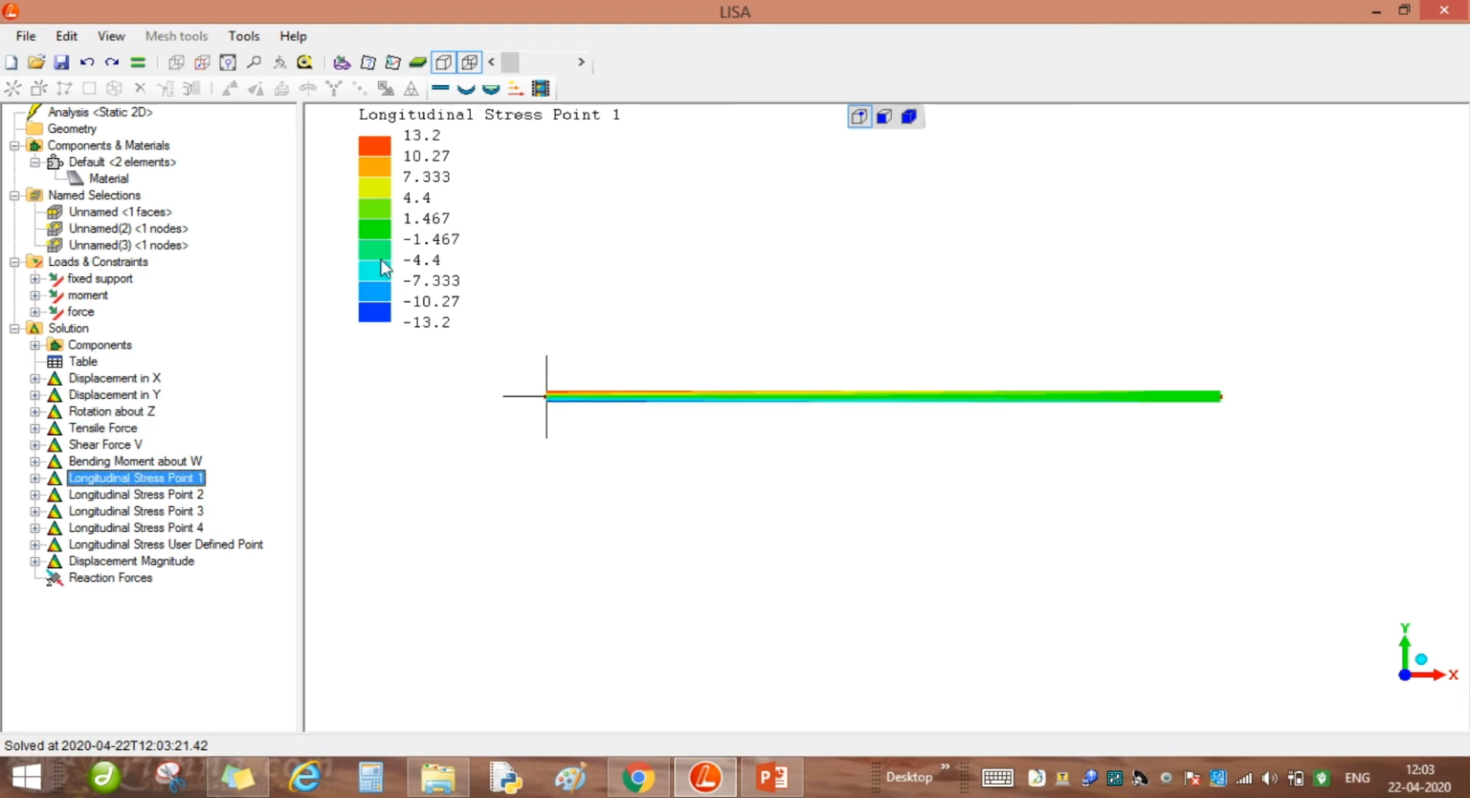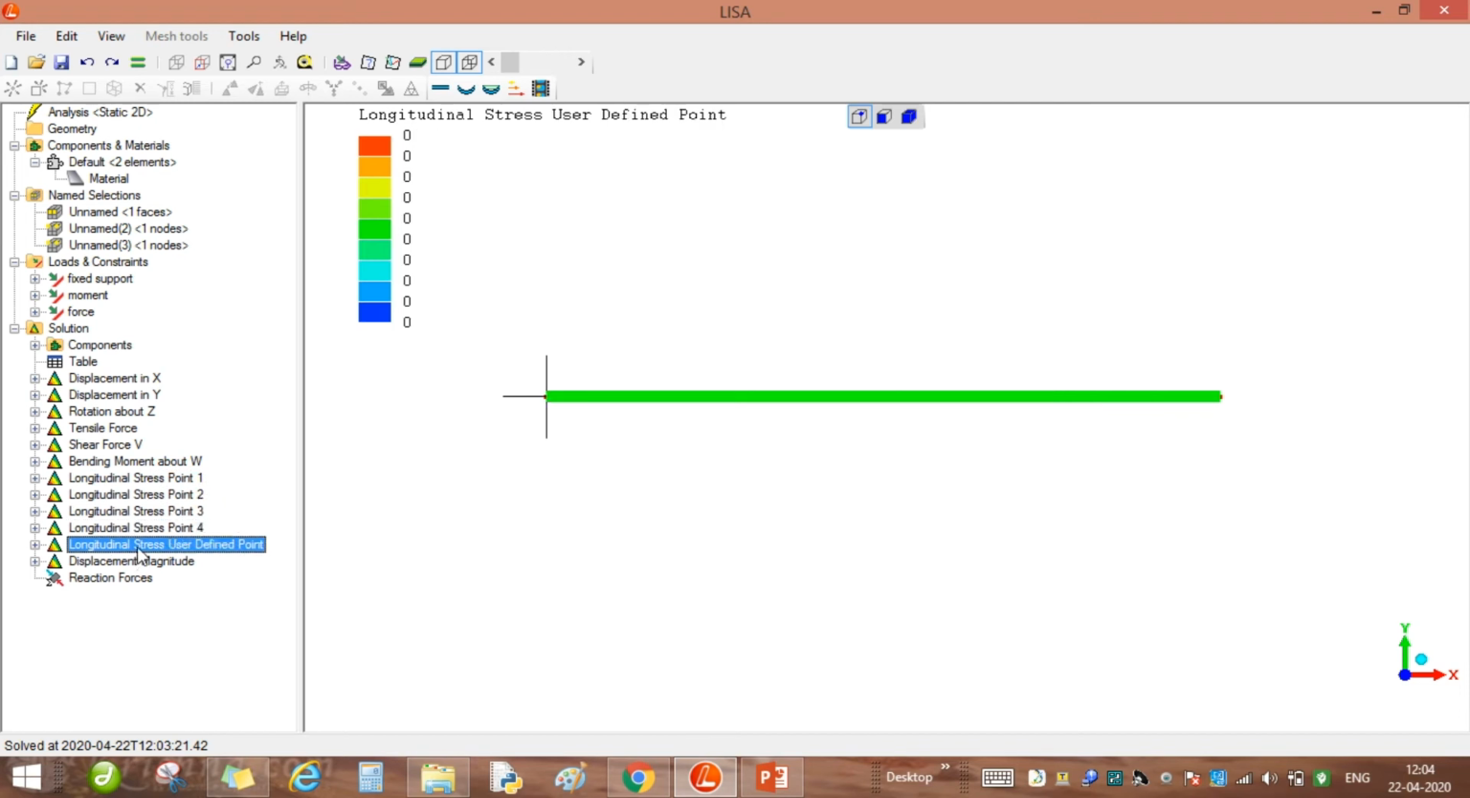This is longitudinal stress 13.2 megapascal or 13.2 Newton per mm square. On the upper layer it has to be tensile, on the lower side of this it has to be compressive. We know this from our basic concept of this. Load point 2, load point 3, load point 4, everywhere it is same, whether we are considering here at load point 1, load point 2, 3 and 4.